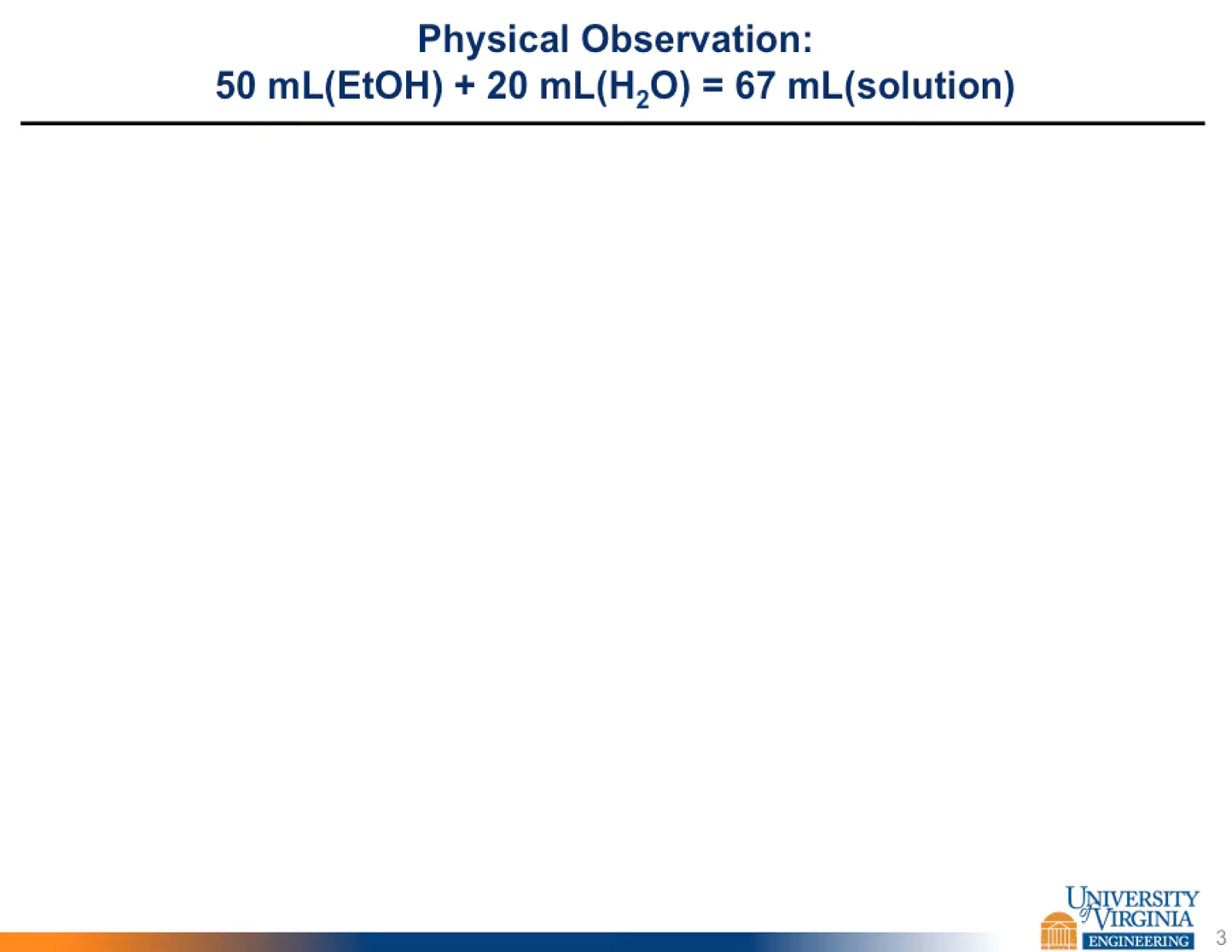All right, so we'll start our discussion of mixture thermodynamics with the physical observation that sometimes volume additivity does not apply to mixtures. The example here is that if we mix 50 milliliters of ethanol with 20 milliliters of water, we get a total solution volume of 67 milliliters, not 70 milliliters as volume additivity would suggest.